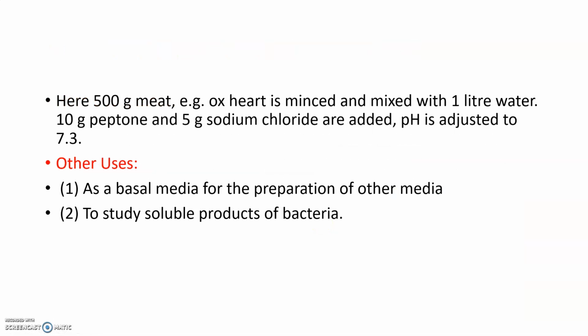In the method of preparation, 500 gram of meat, for example ox heart, is preferred, and it is minced and mixed with 1 liter water. 10 gram peptone and 5 gram sodium chloride are also added. Then the pH is adjusted to 7.3. These are the ingredients and method of preparation. Other uses: it is used as a basal media for the preparation of other media, and also to study the soluble products of bacteria. So these are all about nutrient broth.